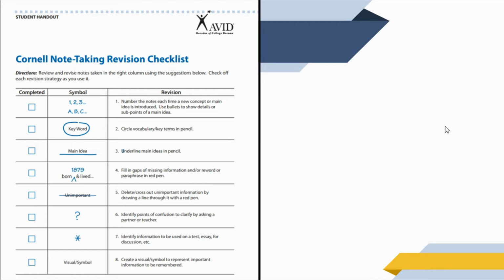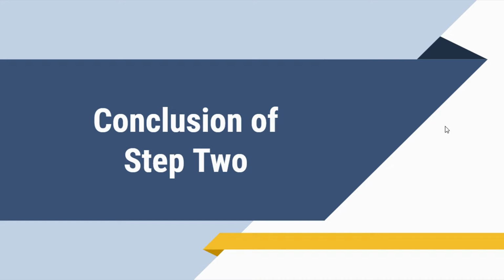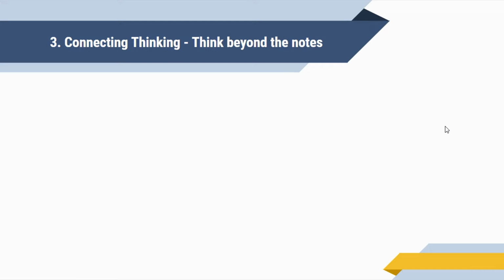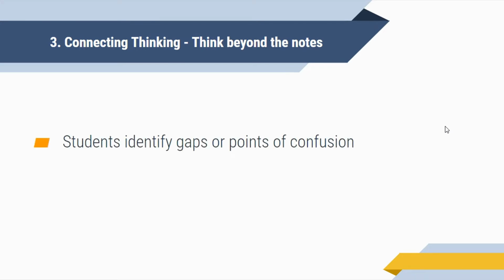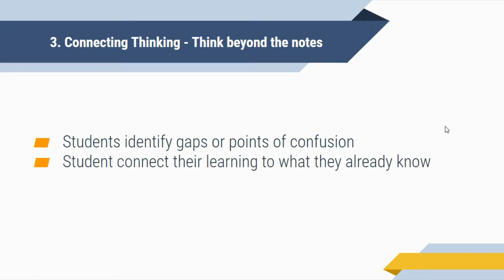So at this time, please pause the video to complete your step 2, processing the notes, and then I will be here waiting for you for step 3 when you are finished. All right, so that's the end of step 2, processing the notes. Now let's move on to step 3, connecting the thinking. And as a reminder, this is where you're identifying your gaps or points of confusion, and this is where you're connecting your learning to what you already know.